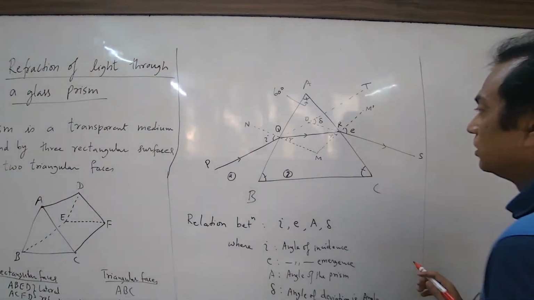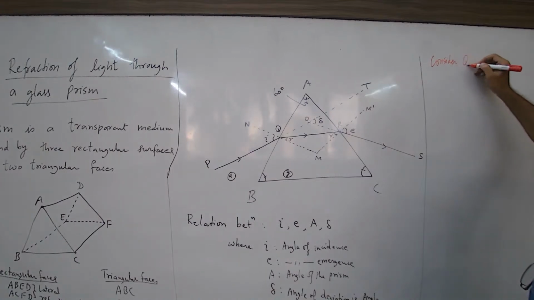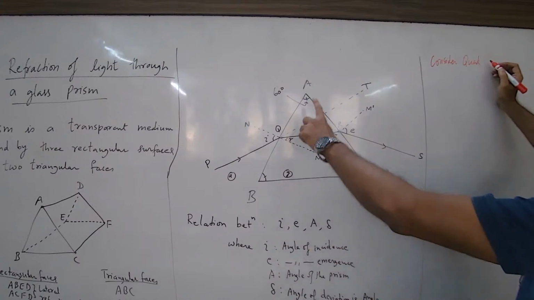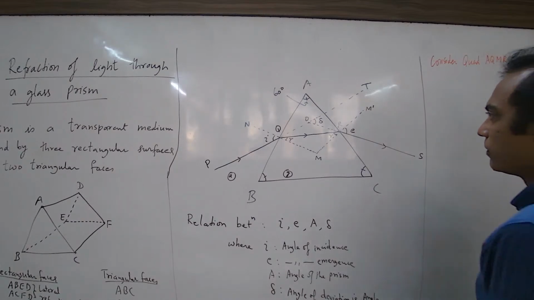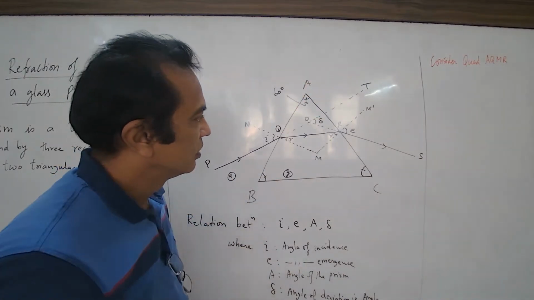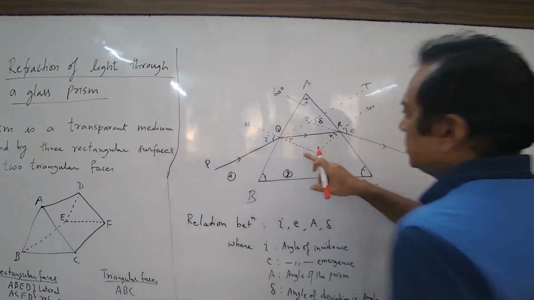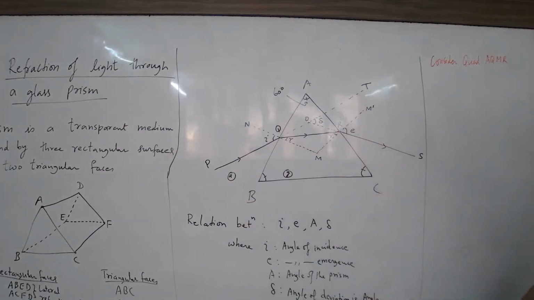So now consider quadrilateral AQMR, right? So what is the sum of angle A and M? Right? See, what is this sum? Normal 90. The total is 360. So these two angles should total 180. Correct? Angle A plus angle M.